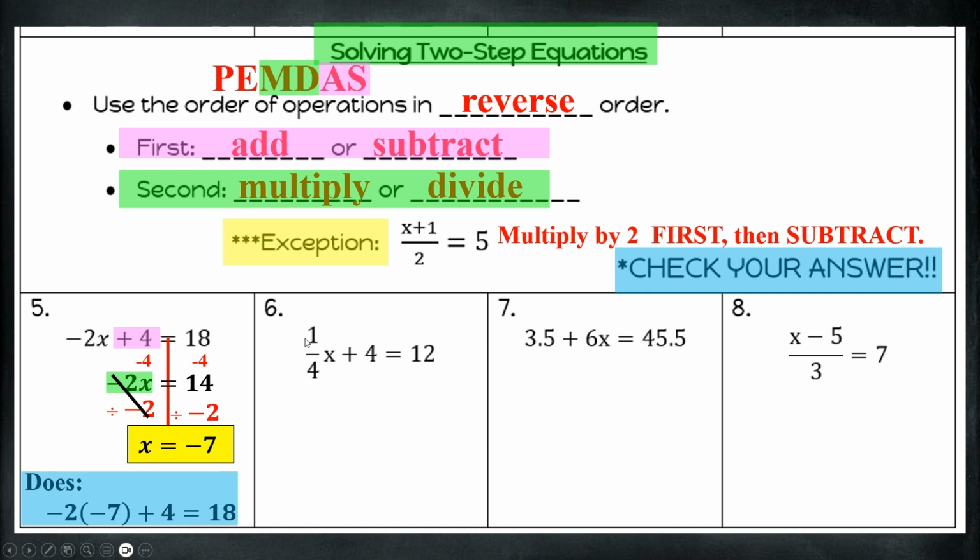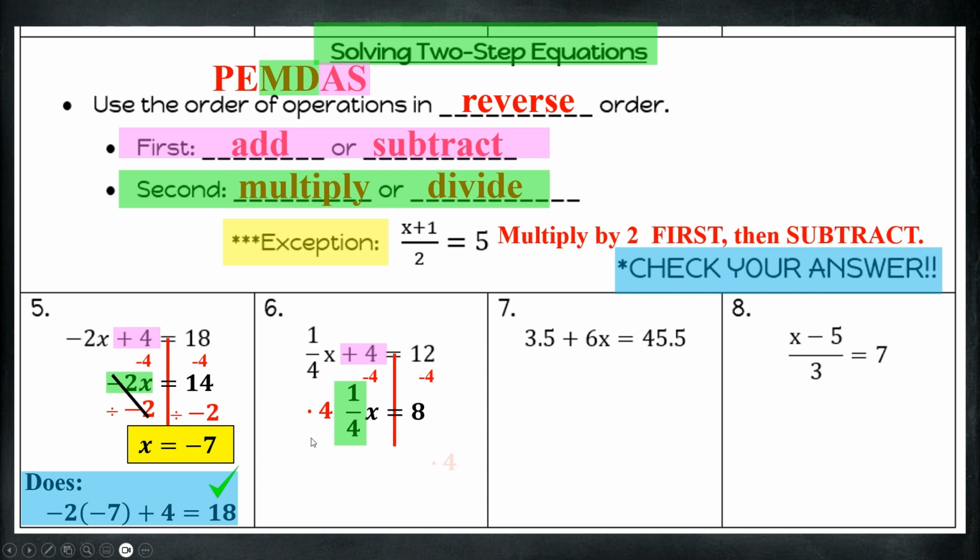All right, in example number 6, we have 1/4 x plus 4 is equal to 12. We are going to subtract 4 from both sides because that's the constant, so we want to move the constant first. Once we subtract 4 from both sides, we are going to worry about that fraction, 1/4 x. So anytime I have a fraction, or what's really happening is x is being divided by 4, in order to get rid of that fraction, we're going to multiply by what's in the denominator. So 1/4, we're going to multiply by 4, and whatever I do to one side of the equation, I have to do to the other.